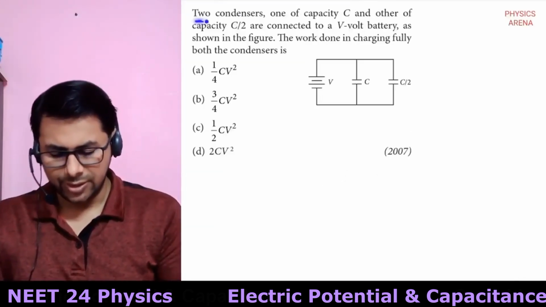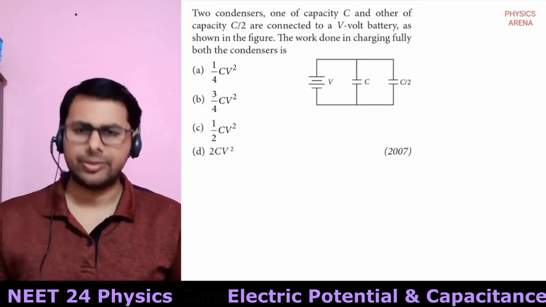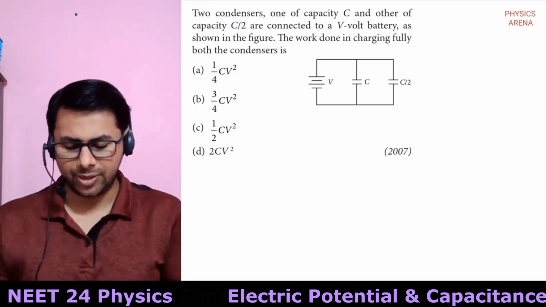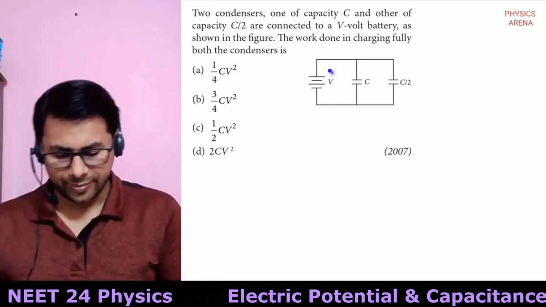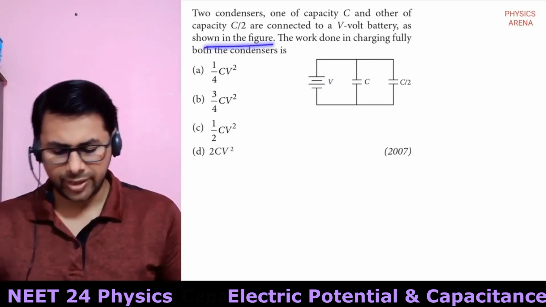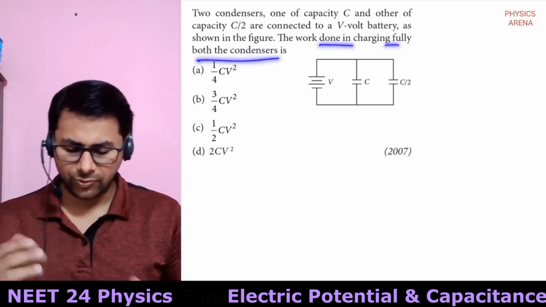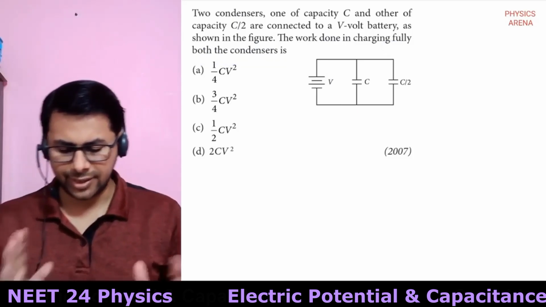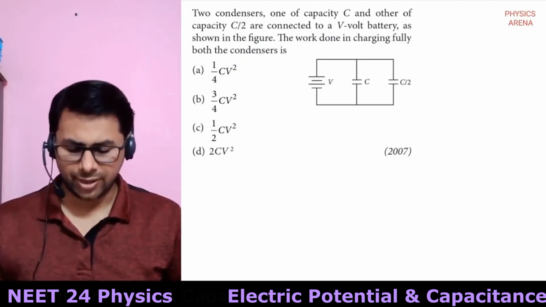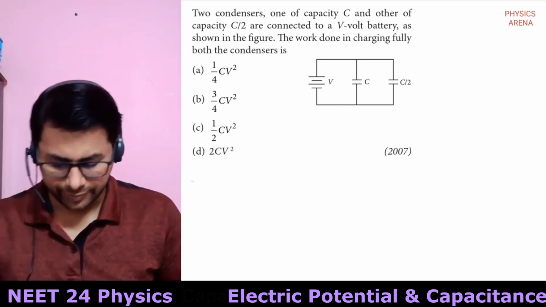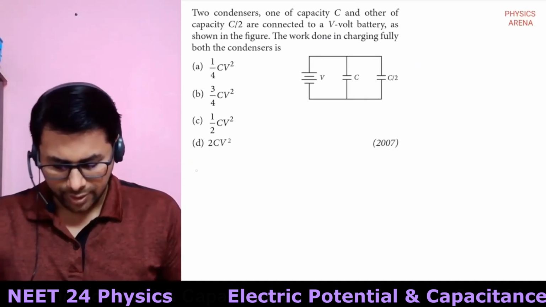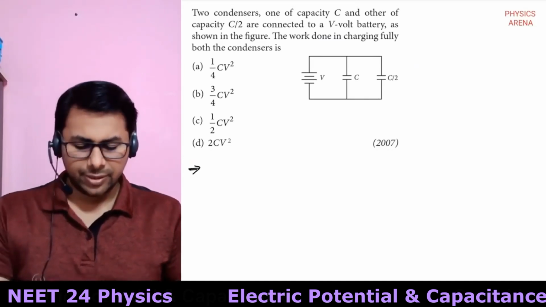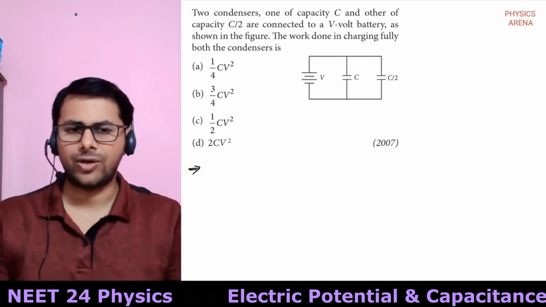Okay. Let's see next one. Two condensers, one of capacity C and other of C by 2 are connected to V volt battery, as shown in the figure. The work done in charging fully both condensers is, condenser means capacitor. Earlier they used to write condenser. So tell me, what will you do to find out work done?